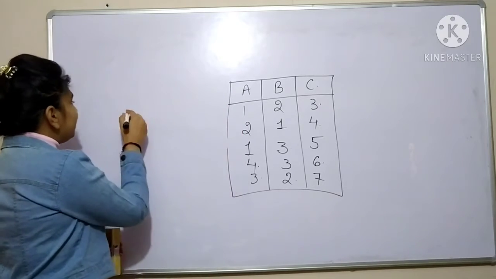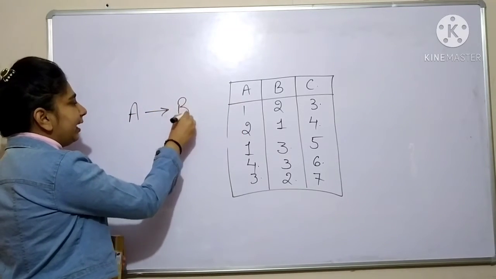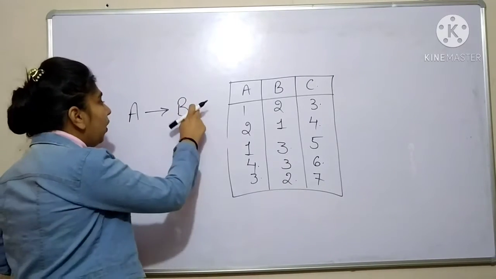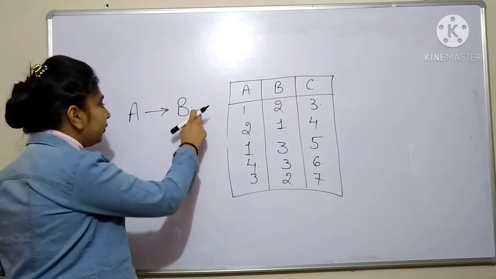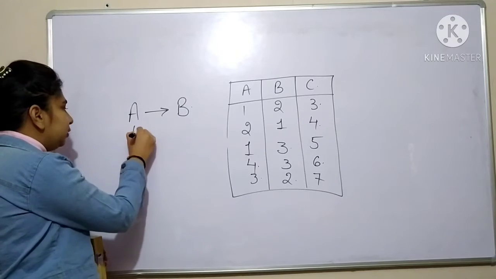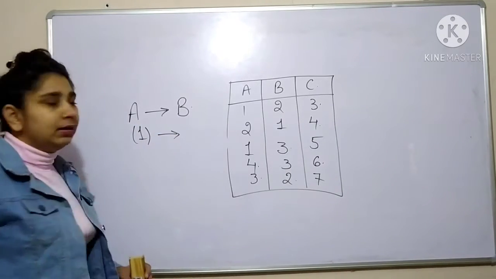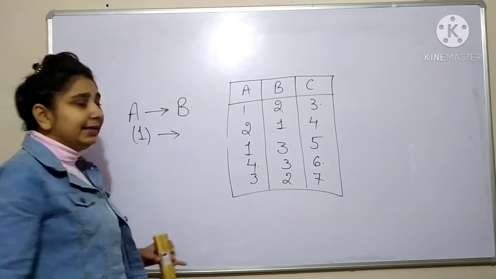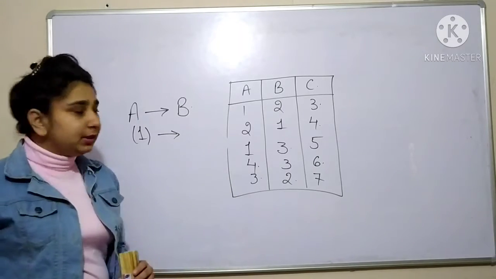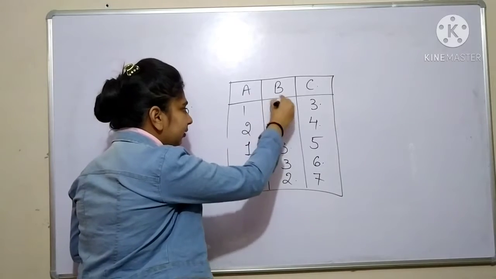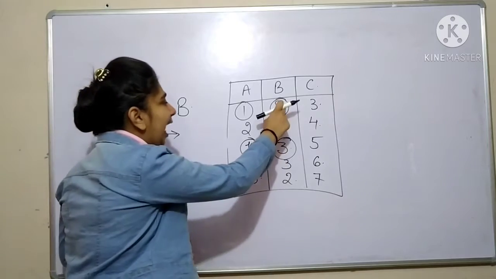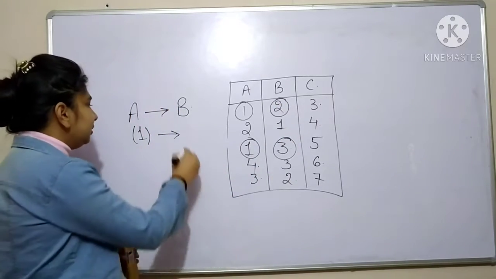Now check me for the functional dependency from A to B. Let's see if this functional dependency is right or wrong. If you are given the value of A as 1 and you have to determine the value of B, what would be the output? The output would be 2 or 3.